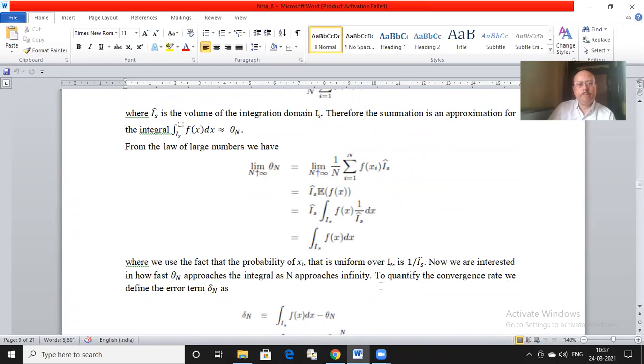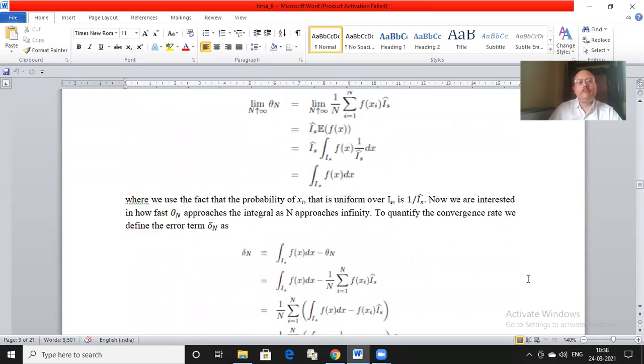And of course, we are using the uniform probability over I^s. Each xi is uniformly distributed. That's one question. So we can reasonably hope that if we have large enough capital N, the arithmetic average will be close enough to the actual integral.